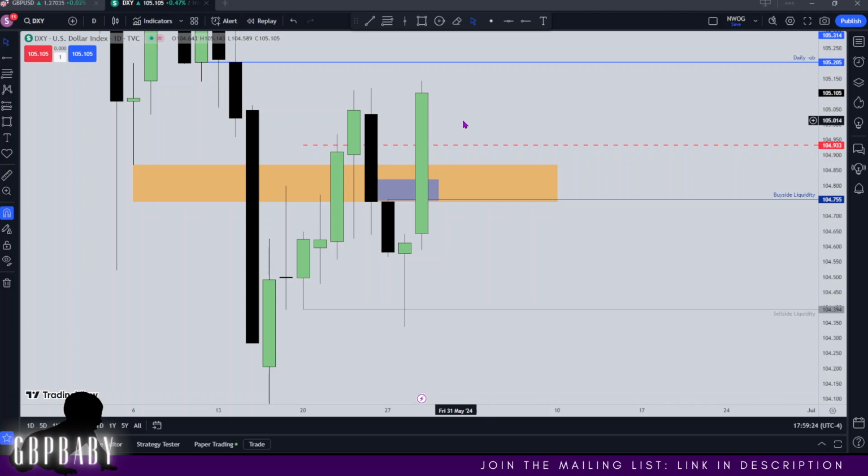In terms of discount, like I said, the fact that we've traded through this consequent encroachment means that this should now provide support if we come back down to it. It literally just inverts its purpose. So there's not really much to go off there.